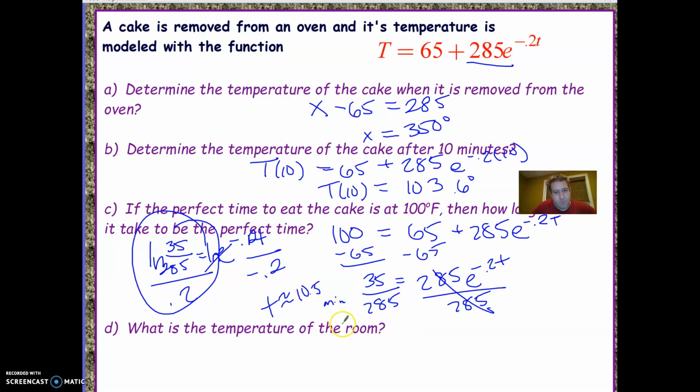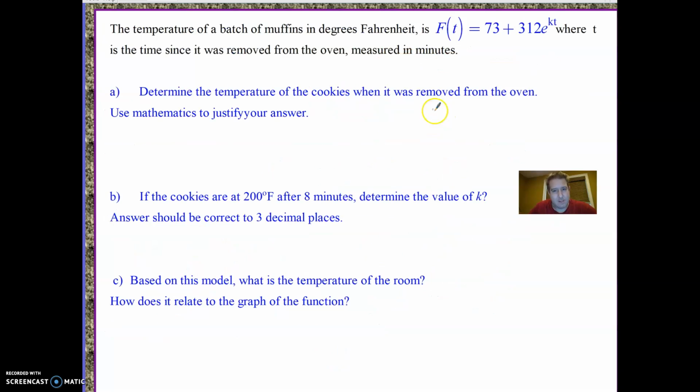All right, what is the temperature of the room? The temperature of the room is 65 degrees, and I know that because that's the temperature of the medium. The medium here is the temperature of the air.